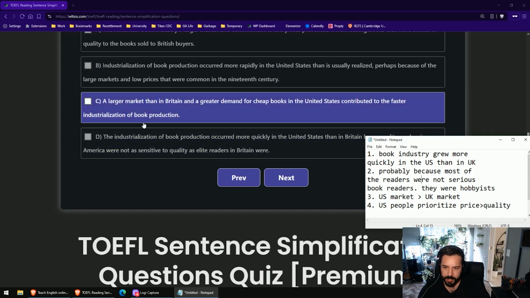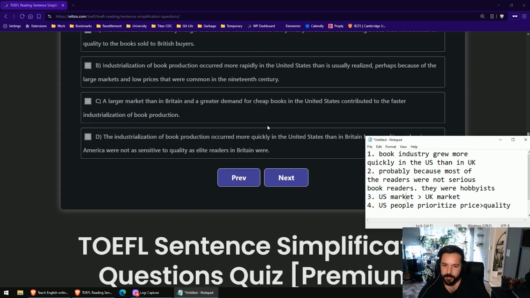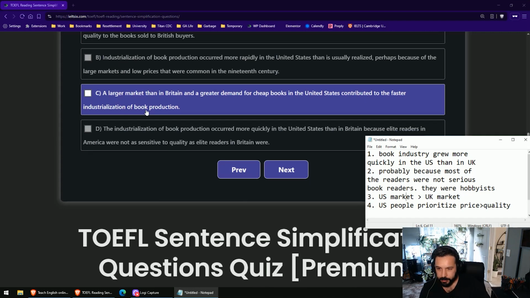A larger market than in Britain, and the greater demand for cheap books, true and true. This is three and four basically. In the US contributed to the faster industrialization of book production. This is correct. Now it says contributed. And it doesn't say it was the main reason for it, but let's see what we have in D.